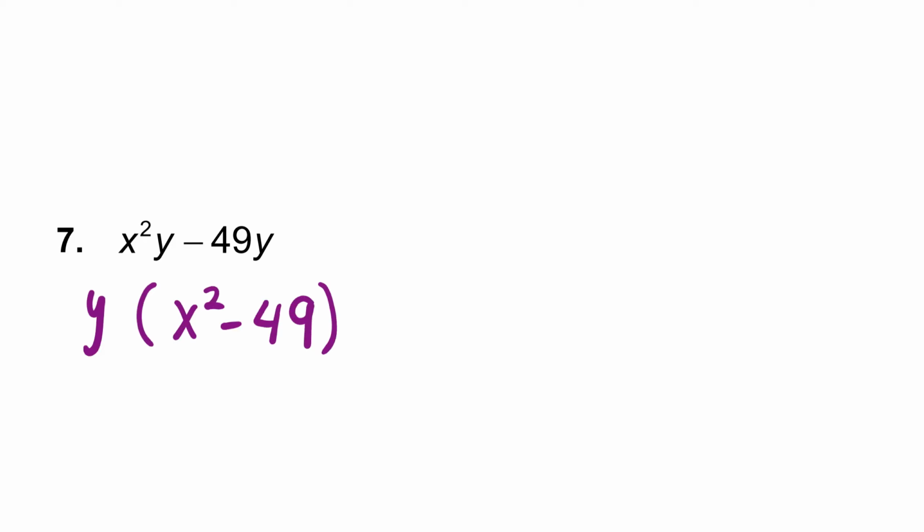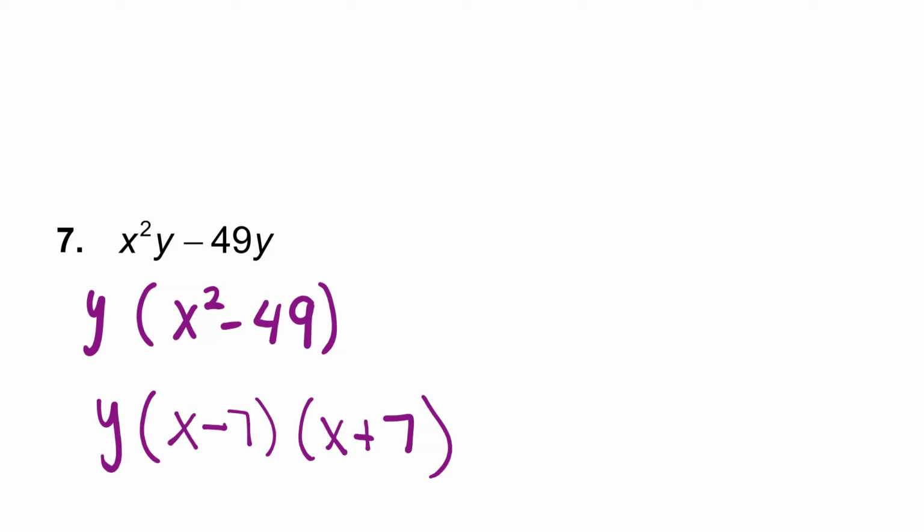X squared minus 49 is a difference of squares. A difference is a subtraction of squares. X squared and 49 are perfect squares, meaning something multiplied by itself is x squared, and something multiplied by itself is 49. If you take 7 and multiply by itself, 7 times 7 is 49. So we have y times x minus 7, x plus 7.